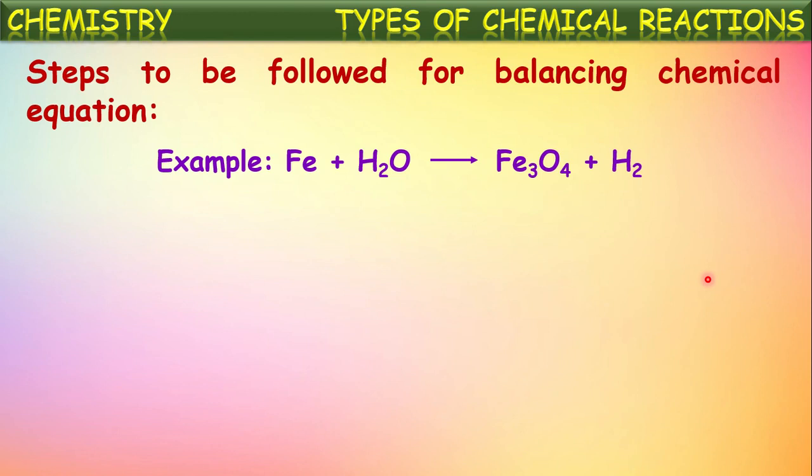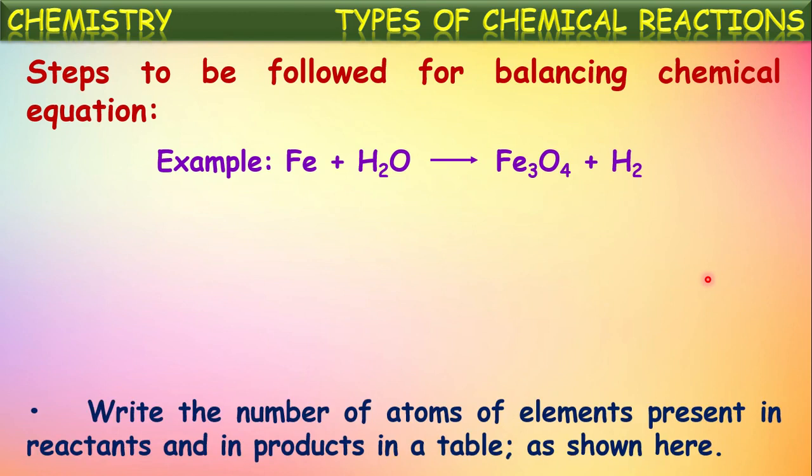If you see on the left hand side, iron atoms are only one, isn't it? Whereas if you see the right hand side, there are three iron atoms. So, the number of iron atoms on both the sides of the chemical reaction are not equal. Hence we say this is an unbalanced chemical equation. Now let us try to learn how to balance this equation step by step.